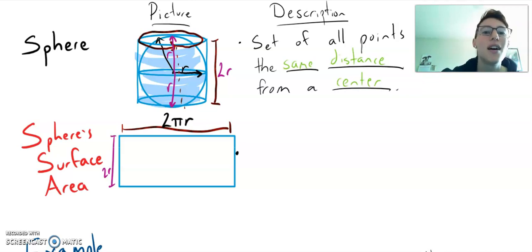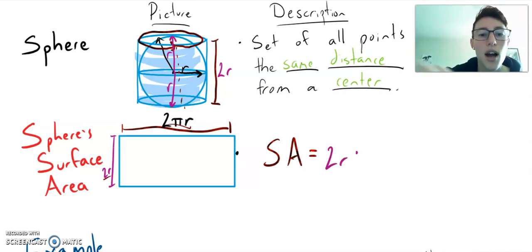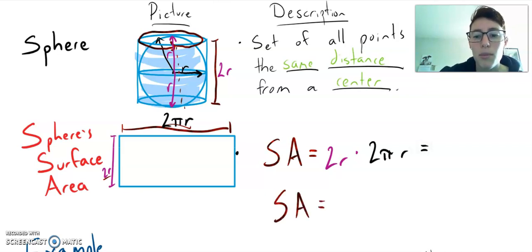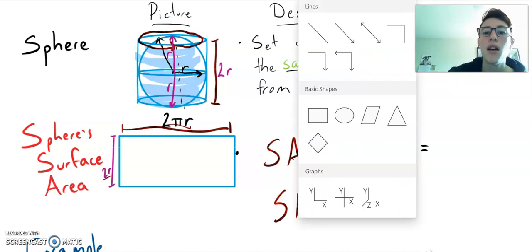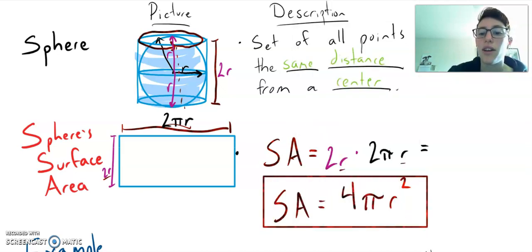Let's find our surface area. Surface area of this is then going to be my 2r times 2 pi r. If I multiply those two together, 2r times 2 pi r, I get 2 times 2 is 4, pi comes along for the ride, r times r is r squared. So this right here is the surface area of a sphere.